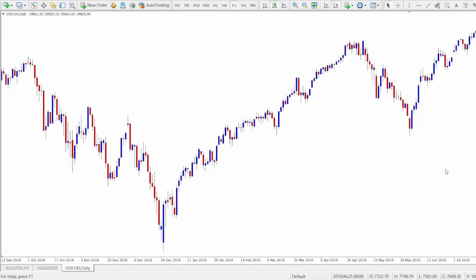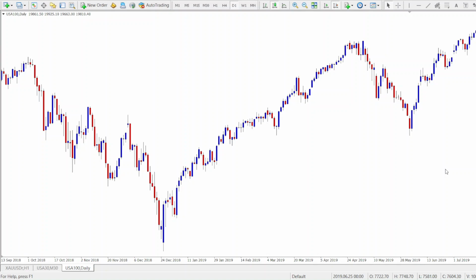In this video we are going to be discussing the Dragonfly Doji candlestick pattern. In previous videos we have discussed the Doji candlestick pattern in general, and we have also discussed the gravestone Doji candlestick pattern. But in this particular video we are going to be discussing the dragonfly doji candlestick pattern.